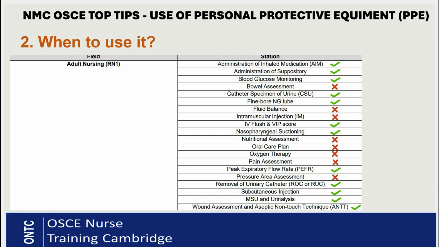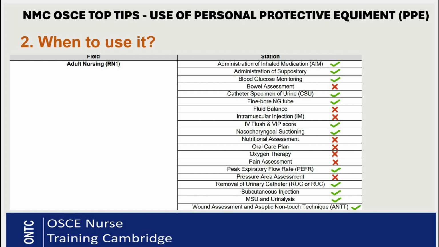Next one is fluid balance. It is a written station, so obviously you don't need anything for that. And the next one after that is intramuscular injection. Interestingly, it was part of your marking criteria to wear gloves and apron for intramuscular injection, but in the last update from the NMC, they have said that you don't need to use gloves and apron to give an IM injection. So that has been taken out of the marking criteria. That has been the recent change in the last few months.